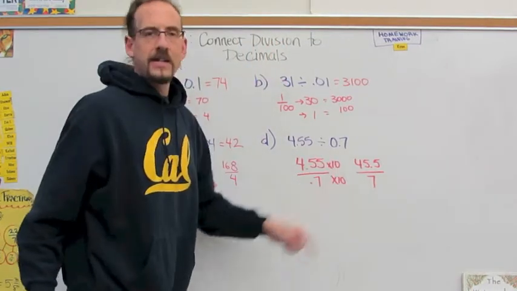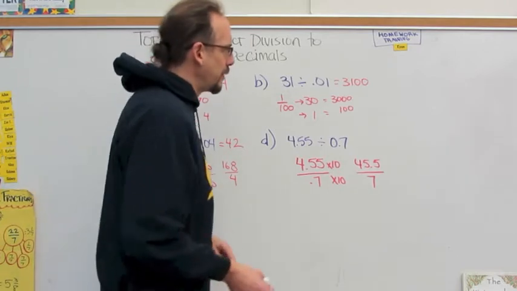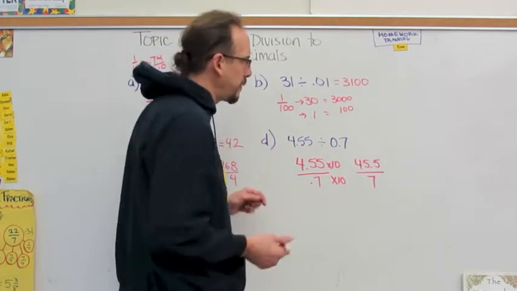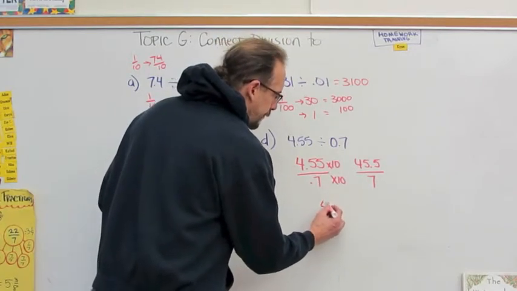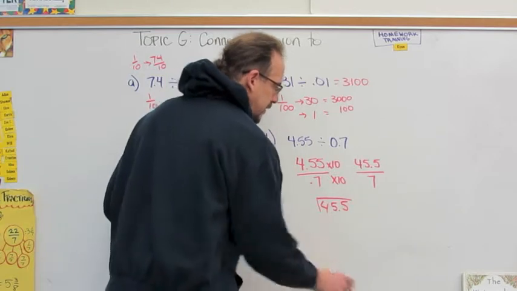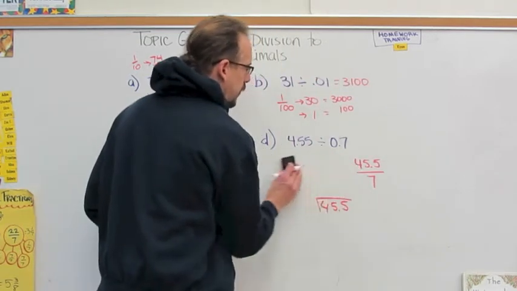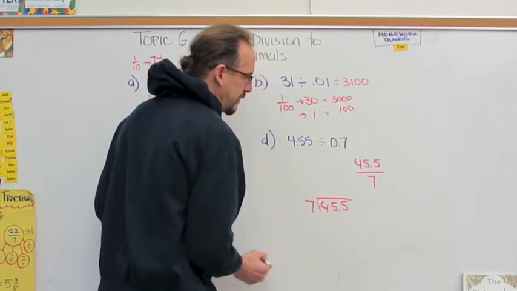I don't need the decimal out of the numerator because I can divide a decimal easily with whole numbers. We've done it many times before in the past. So I will do that division now. 45 5/10. Let me get rid of this so it's not in the way. 45 5/10 divided by 7.